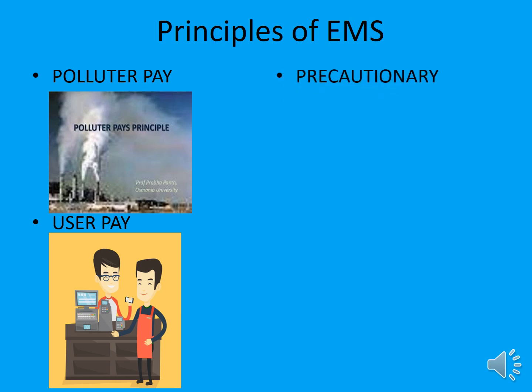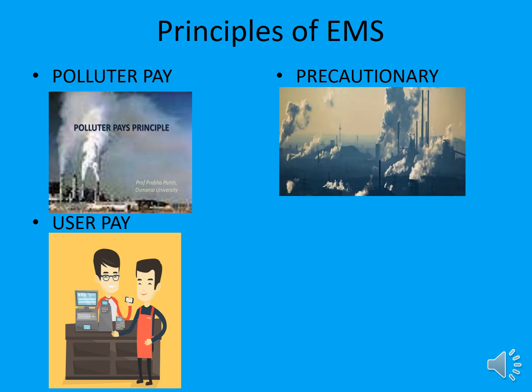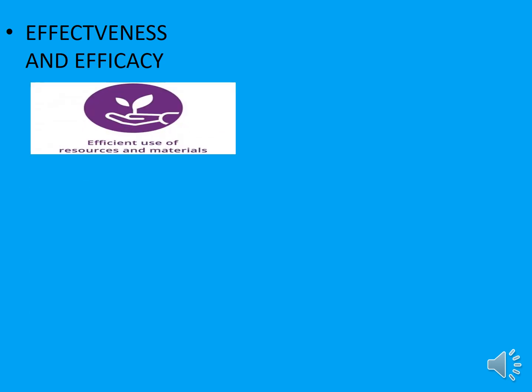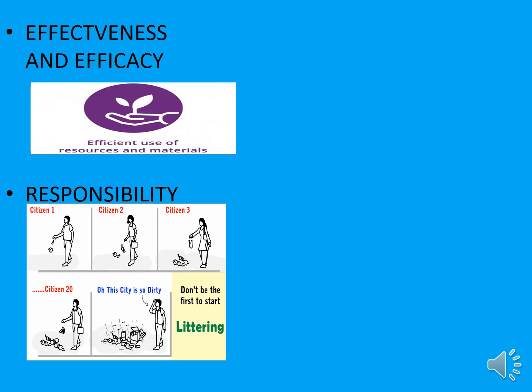Next is the precautionary principle. That principle ensures that a substance or activity posing a threat to the environment is prevented from adversely affecting the environment. Effectiveness and efficacy principle focuses on the efficiency of used resources, which may also be accomplished by the use of policy instruments that create incentives to minimize wasteful use. Responsibility, that every person should be responsible for their action, they should not increase pollution.